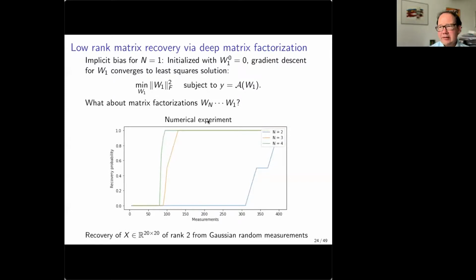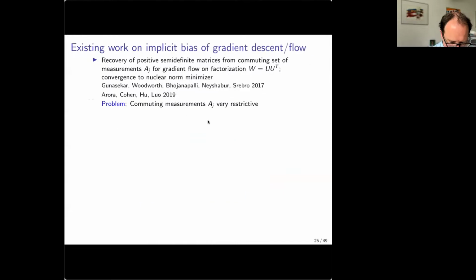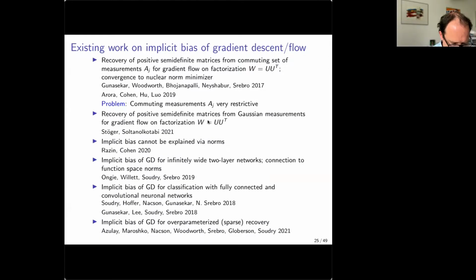So this comes actually close to the limit of what one could expect. So it seems that these factorizations and then gradient descent lead to low rank solutions. But these are experiments. The question is whether we can explain this. And so far, there are only partial answers to this. We cannot yet explain this curve, but at least there are some first results available, which I would like to go over. So here's something on existing work.